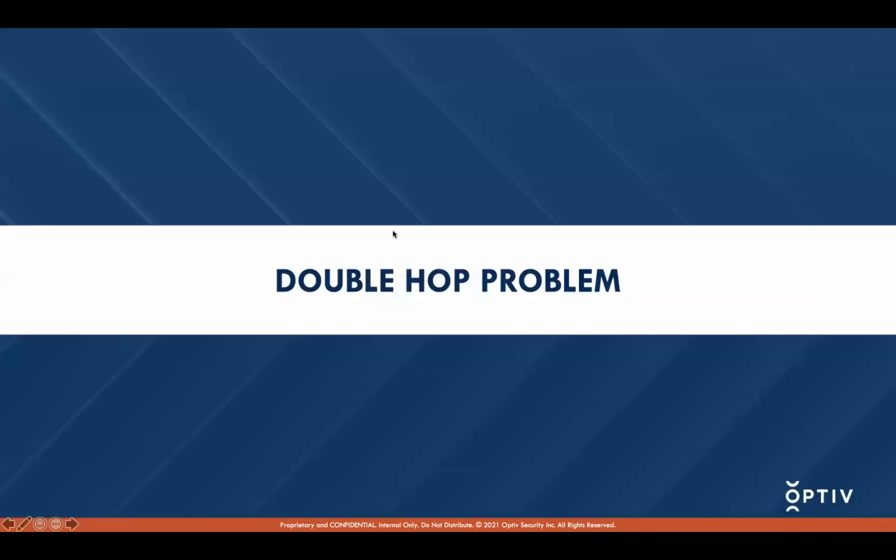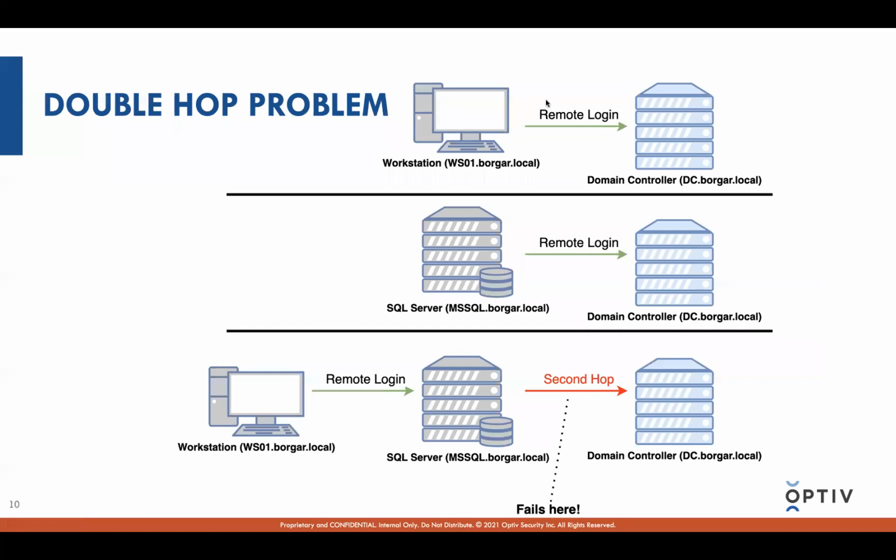Let's see here. Okay, so double hop problem. This is the diagram of the double hop problem. If you have a normal account here, you can use it to do a remote logon to a server. If you have a server, you can use a remote logon to another server. But in this case, these are examples, the workstation does a remote logon to a server, and then you try to do a second hop to another server afterwards, and you're going to get access denied. Your credentials aren't going to be valid after that first hop.